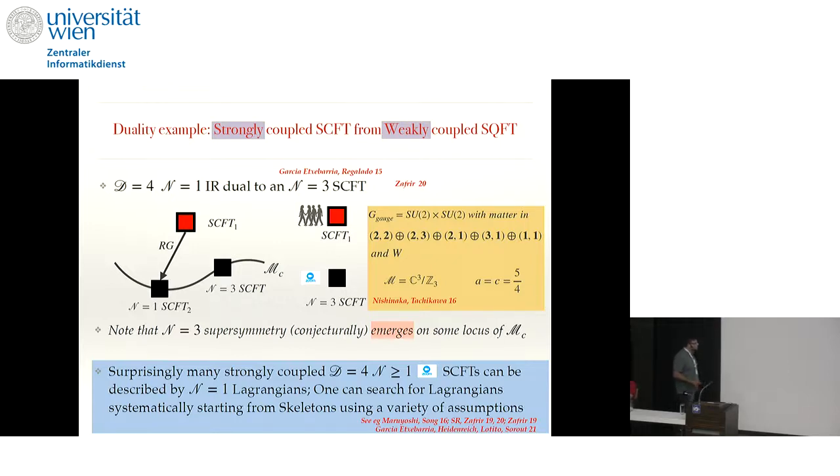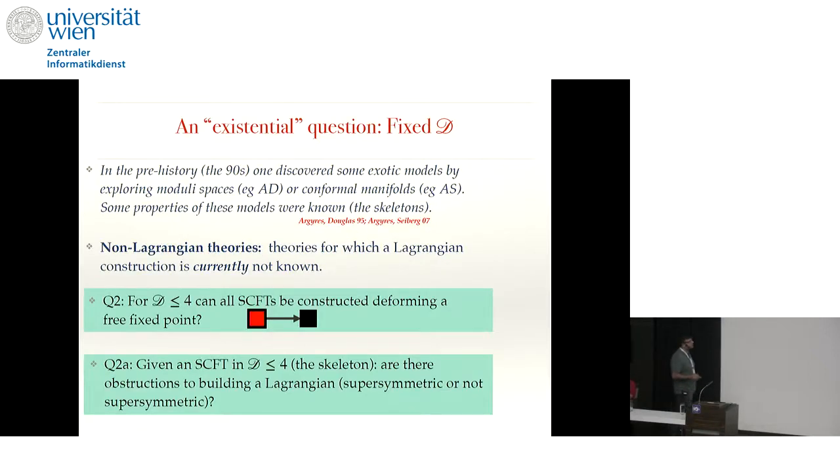So in recent years, surprisingly, many strongly coupled SCFTs which are constructed in string theory acquire this type of Lagrangians. There are vanilla Lagrangians, but which manifest a little bit less symmetry and sometimes a little bit less supersymmetry. So then I want to ask these existential questions. Are there really non-Lagrangian theories? There is this notion of a non-Lagrangian theory, a theory for which at the moment we don't know of a Lagrangian.